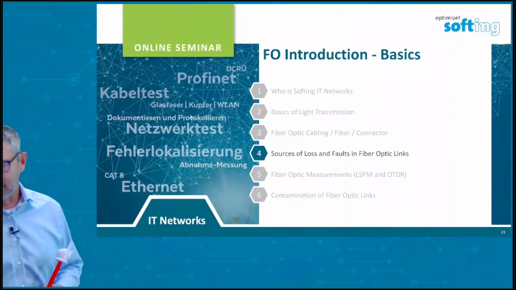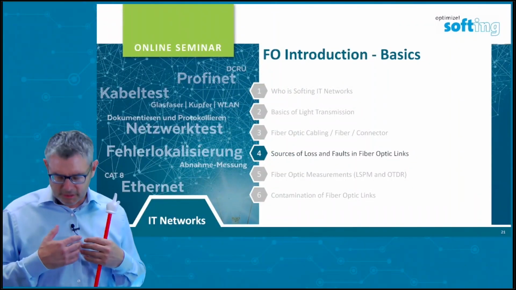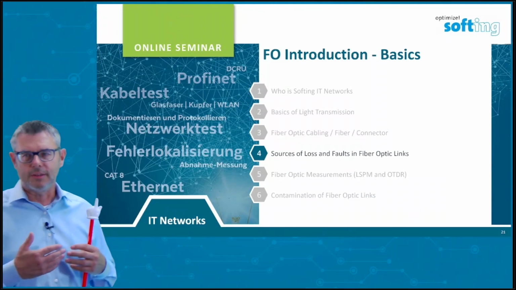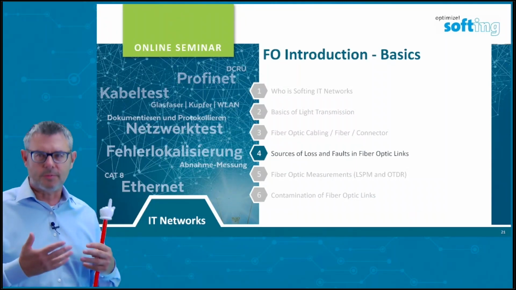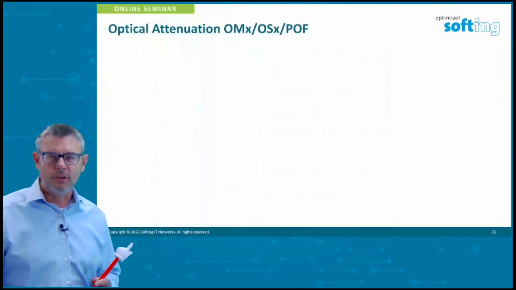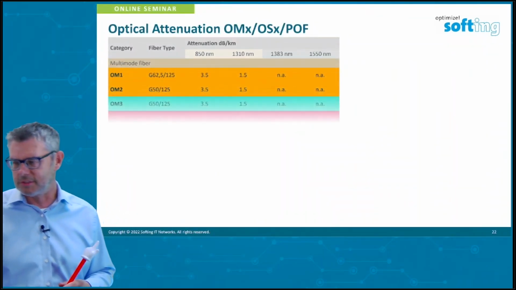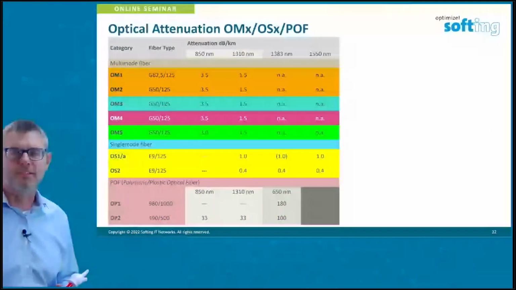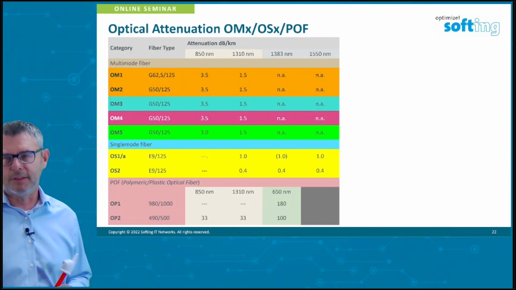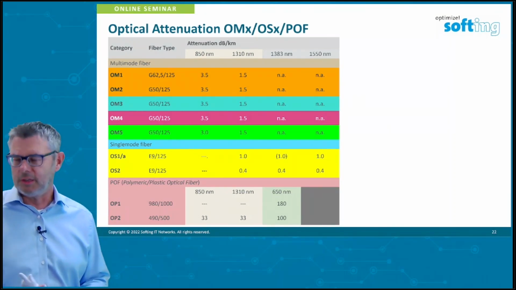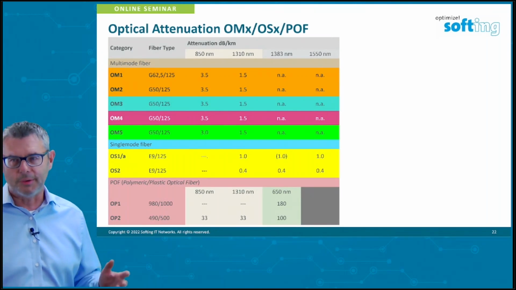Okay, now it comes to the properties of this glass. The property, as I said, is attenuation. That's one of the most important properties. We have different categories, different performance classes of fiber optic cable, and these different performance classes are expressed in attenuation per kilometer. And here we have the different classes. I don't want to go into too many details.